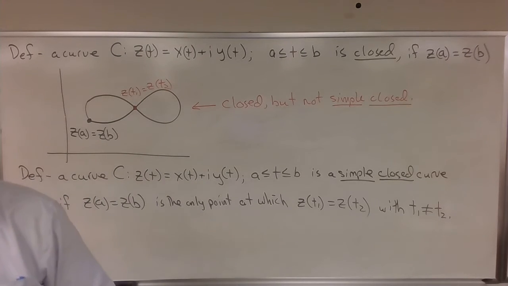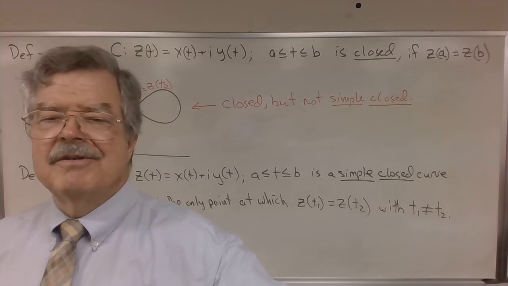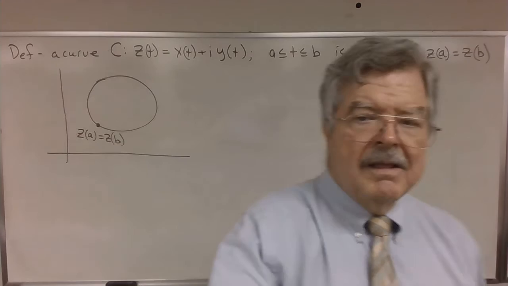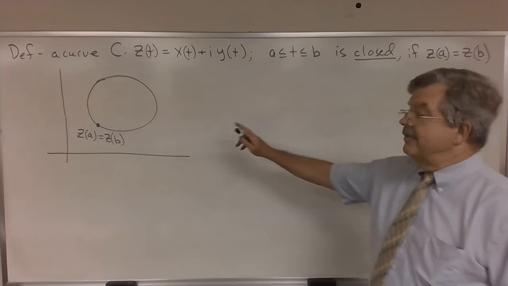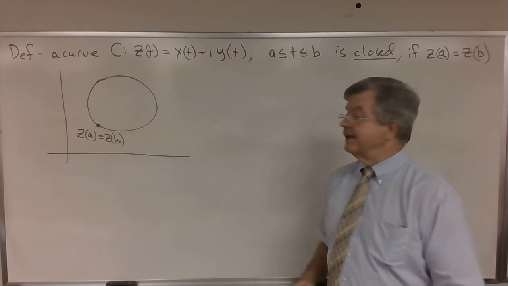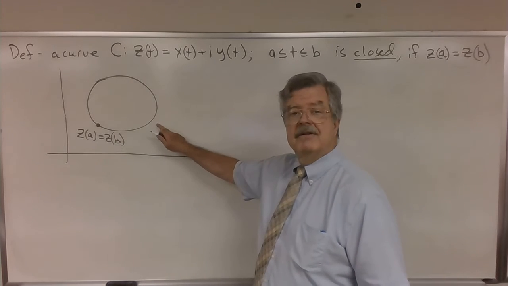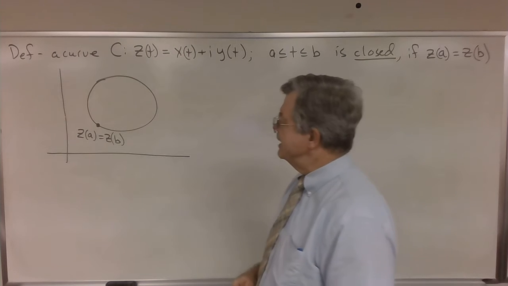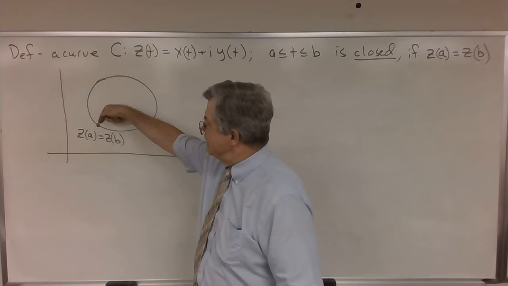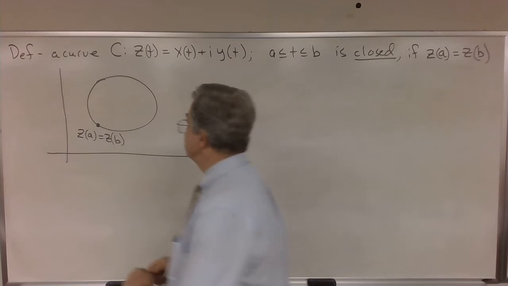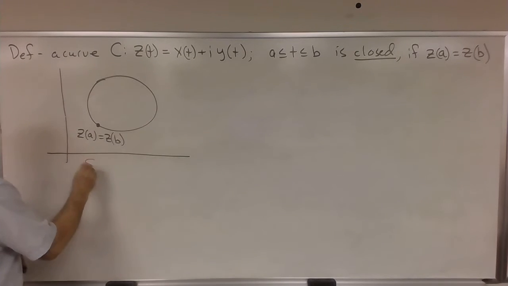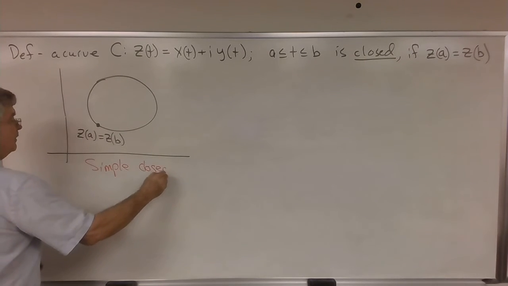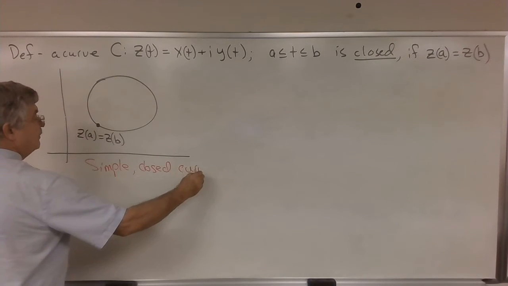So now I should show what a simple closed curve does look like. And we can probably guess, but I'm going to show it anyway. Now this is probably what we were all thinking. The curve is definitely closed, but it doesn't cross over itself, so to speak. It's just that the initial point and the terminating point are one and the same. So this curve is simple and it is closed. It's a simple closed curve.